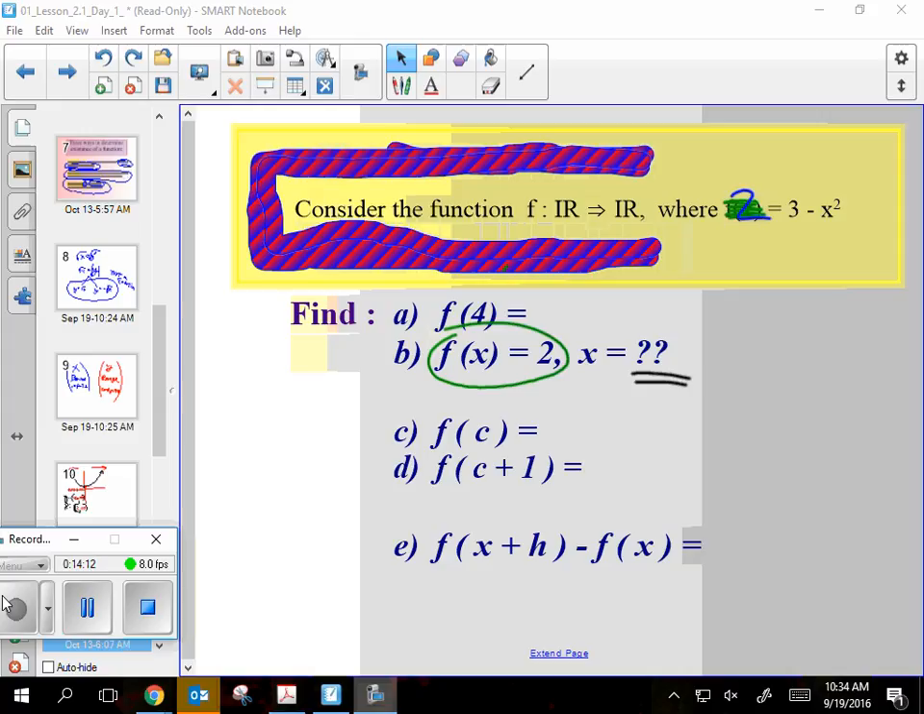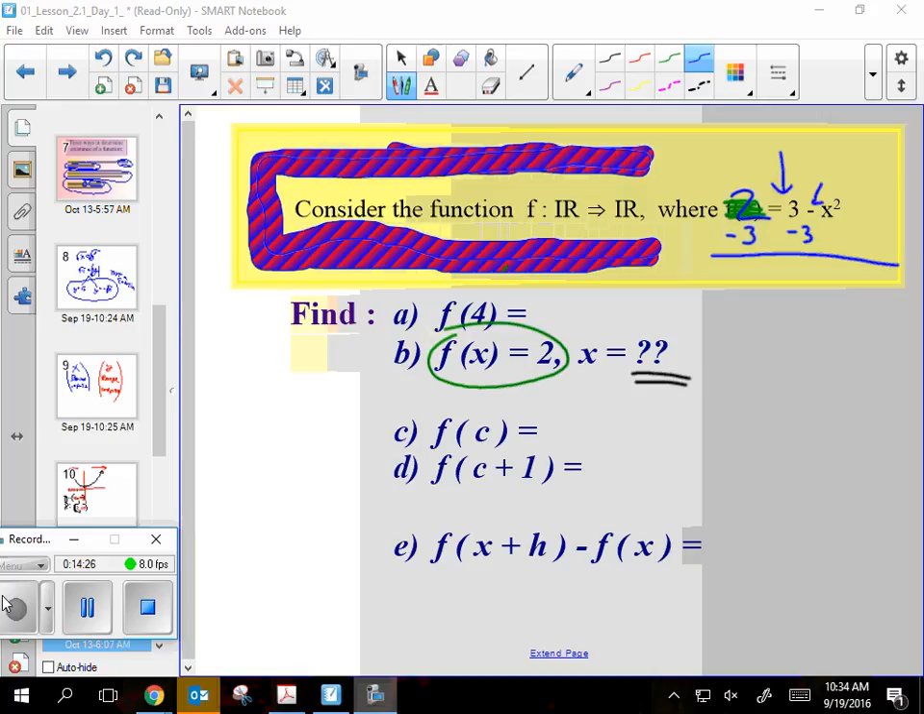If you put in a 2 here, you should start by subtracting 3 from both sides. Some kids get confused and think that the 3 was negative. This negative is not on the 3. This 3 is positive, and therefore I'm going to subtract 3 from both sides. I get negative 1 equals negative x squared.